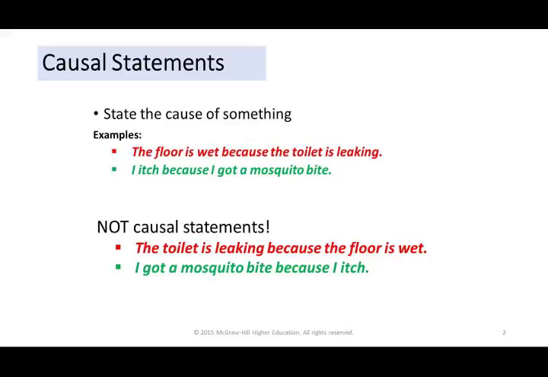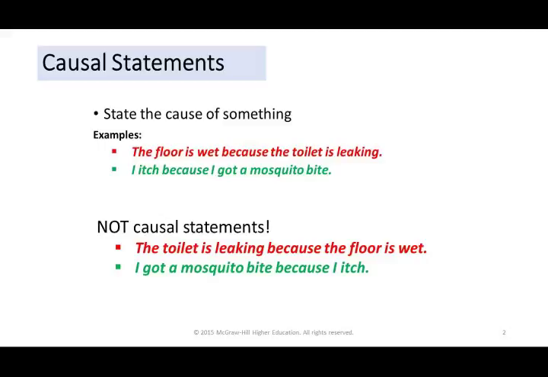If I make the claim the toilet is leaking because the floor is wet, now I'm not trying to explain anything. I'm actually attempting to support something or prove something. And so what I'm giving here is not a causal statement, it's actually an argument. The same with, if we switch, I got a mosquito bite because I itch.